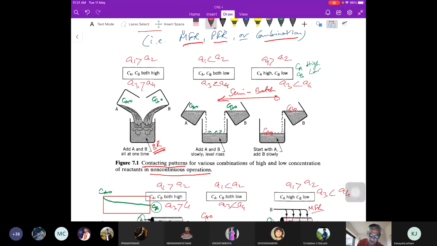अगर उल्टा रहा, if A1 is less than A2 and A3 is greater than A4, तो उल्टा करना पड़ेगा. यहाँ पर CB लेना पड़ेगा, यहाँ CA लेना पड़ेगा. This same batch बस continuously ऐड कर रहे हैं यहाँ पर these two reactors and this batch reactor.